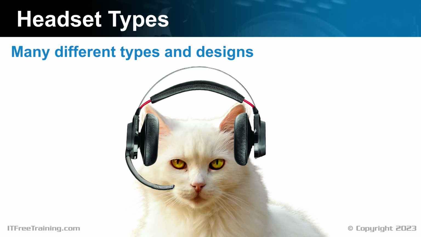There are many different types of headsets on the market. These include on-ear, over-ear, open back, closed back, in-ear, surround sound, and noise-canceling headphones, just to name a few. Your choice will depend on your needs. So, let's have a look at the different types of headsets that are available.